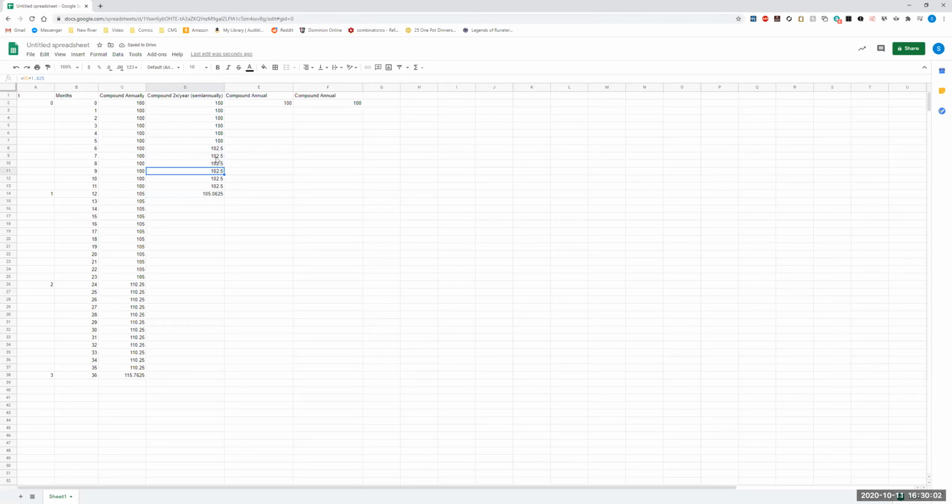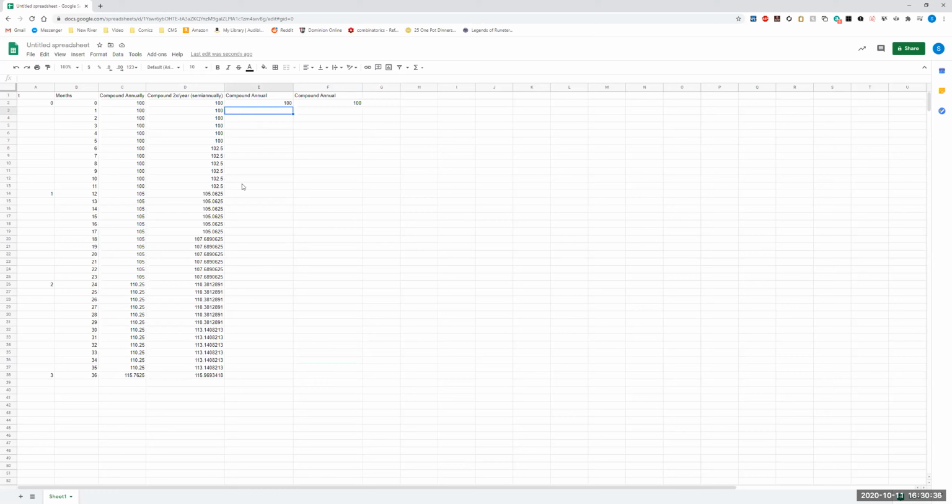Let's see if this will work. Not quite. So I will take this and put it here. Does that work? Nice. So we can copy this pattern down each time, multiplying by the new interest that we should have. And we see that at the end, we end up with slightly more money than we did originally.